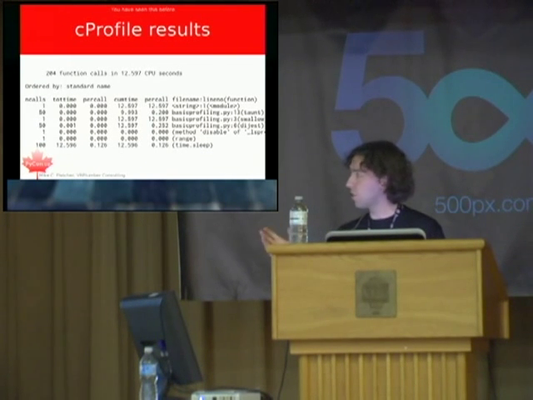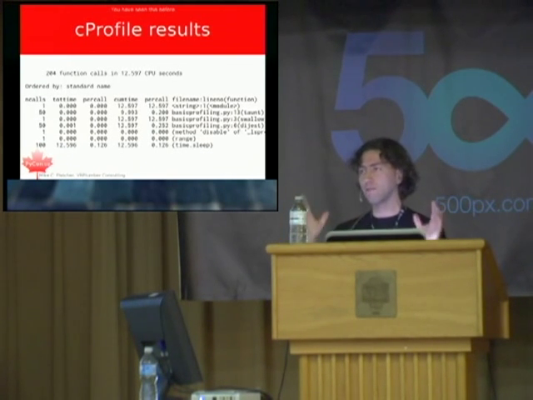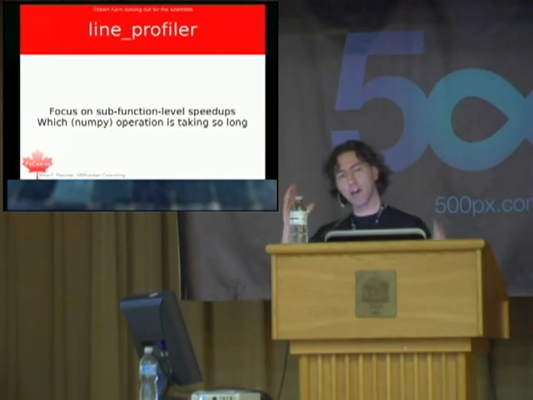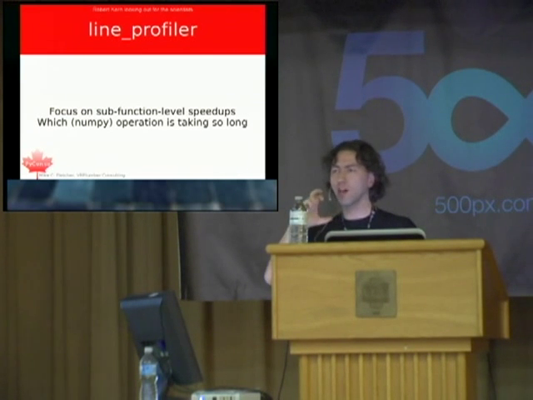We saw the cProfile results already. They're very nice, nicely formatted in that beautiful table. I mentioned Line Profiler before. This is a tool that allows you to say, okay, I found the function that's causing the problem, but it turns out it's using a large amount of time, so which line is causing the problem?